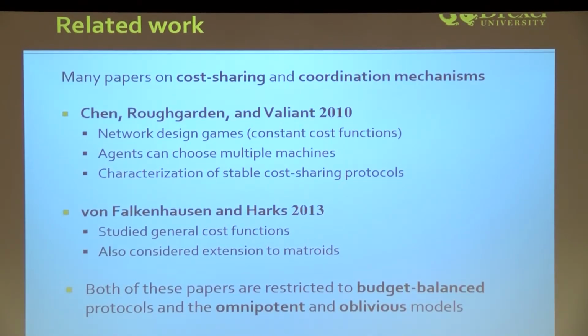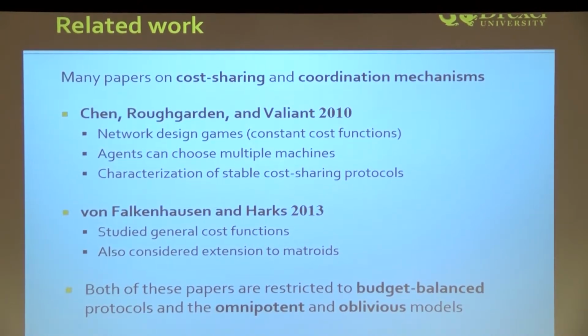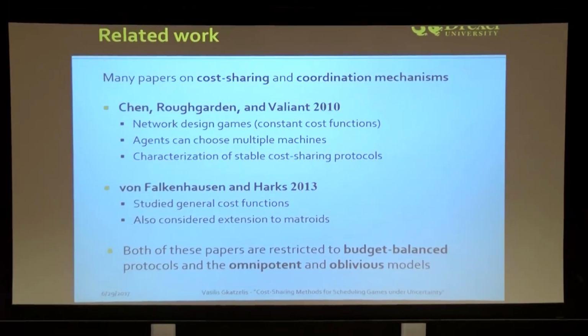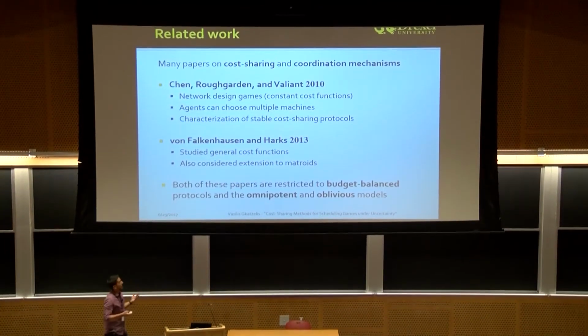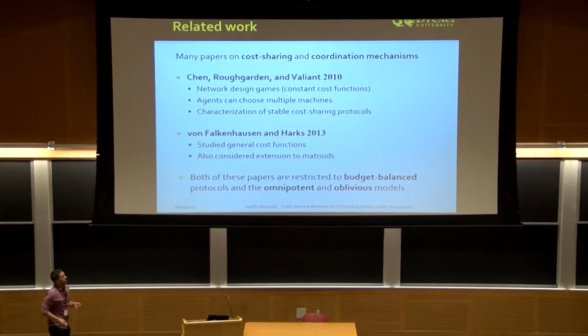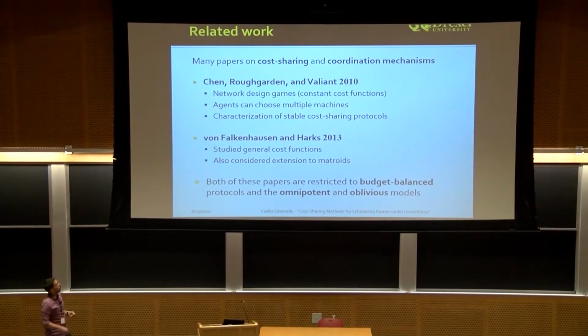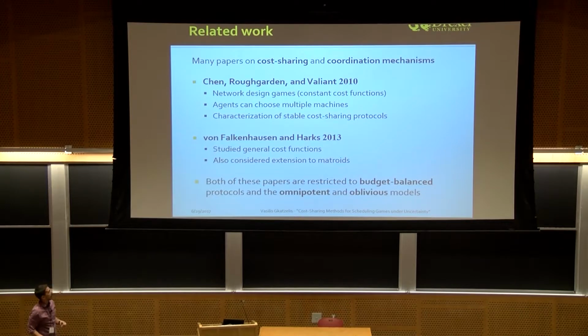OK, so in terms of related work, there's a long literature on cost sharing and coordination mechanisms that are closely related to this. I don't have time to review all of this, but the most closely related results are the one by Chen, Roughgarden, and Valiant from 2010, where they studied network design games. So this is a special case where these cost functions I described before are constant. Think of a network. You're either creating a bridge, you either create it or not. Once you've created it, there's a constant cost that you suffered. Everybody who's using it, there's no additional cost.